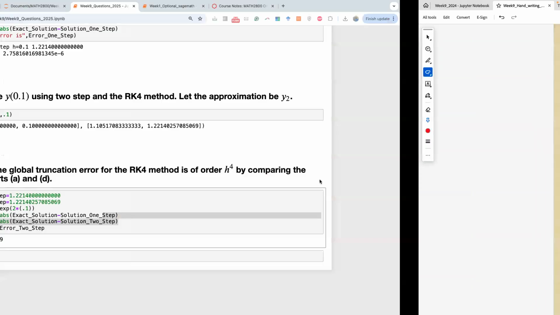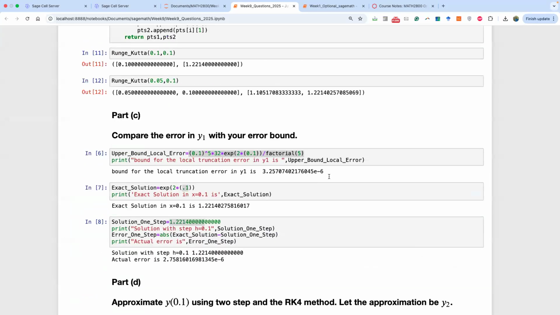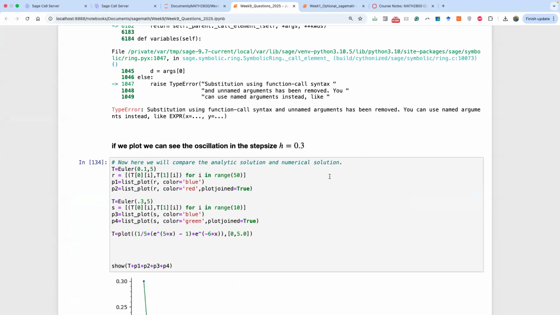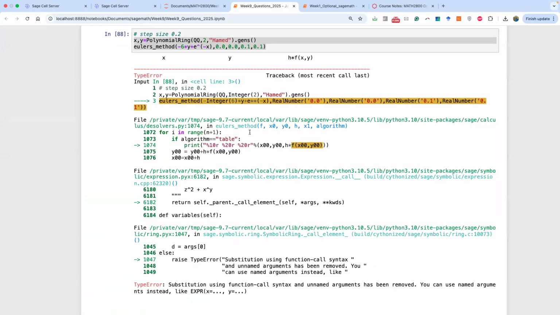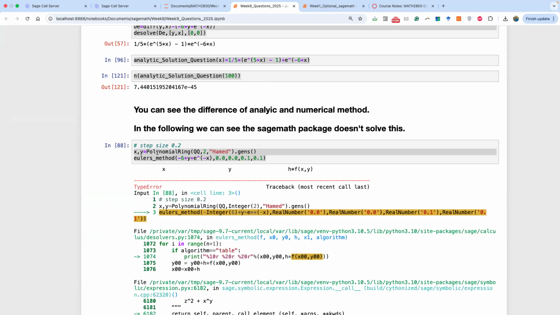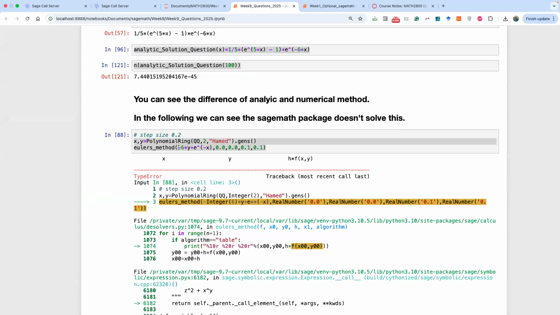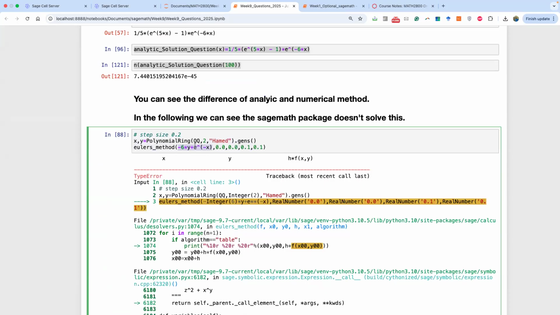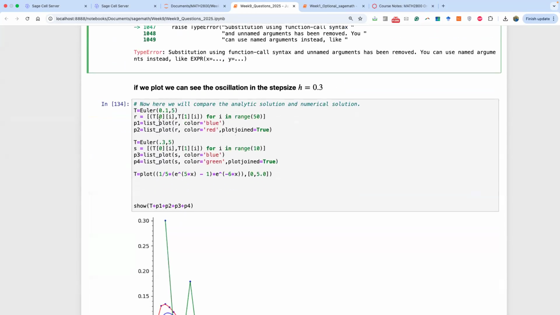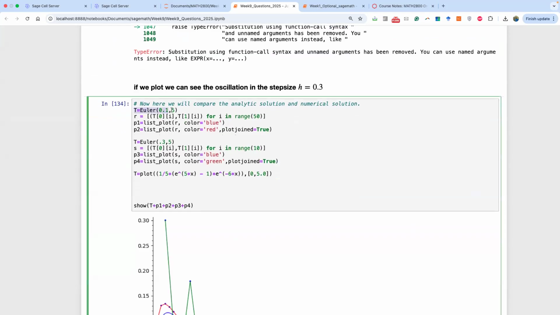Now let's go to Sage Math for extra explanation. Back to question 2. As I said, using the Euler package in Sage Math, it's not possible to solve the ODE given in question 2. If you use the Euler method, this is the analytic solution and the Euler method with the step size of 0.1 and step size of 0.3.